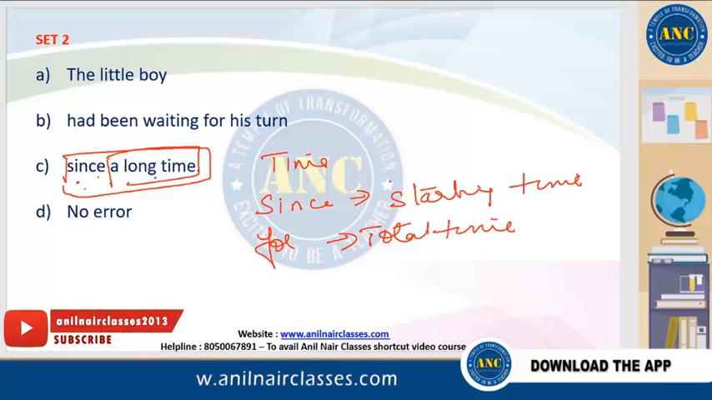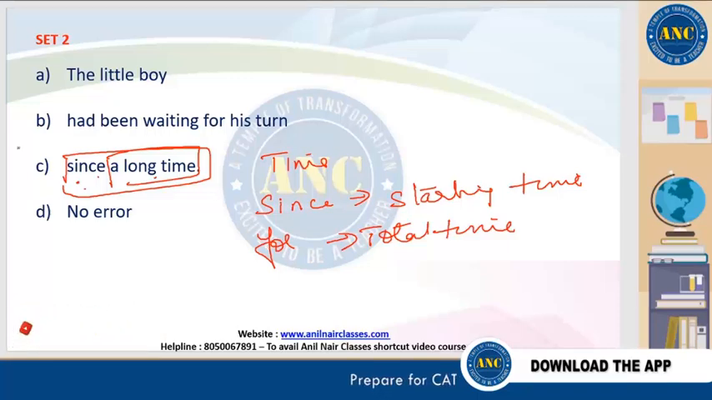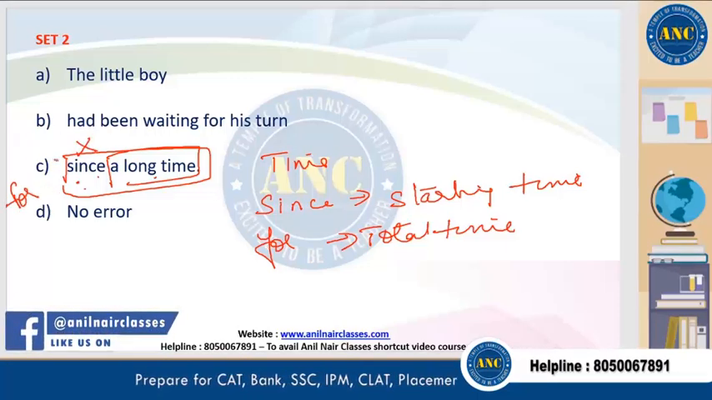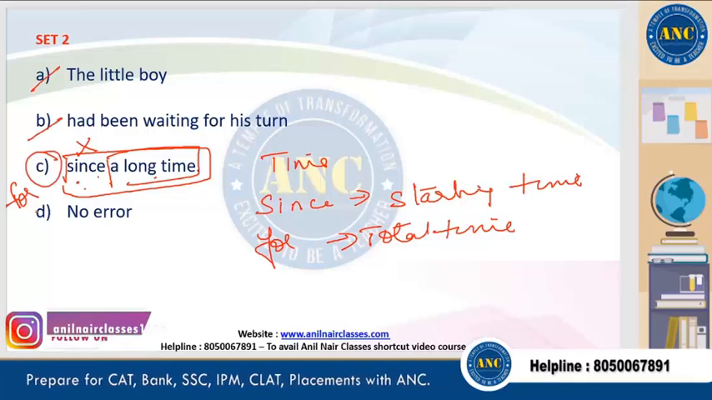With "since" we write the starting time. With "for" we write the total time. So instead of "since" it should be "for". So the right answer is C. Get rid of A, B and D.